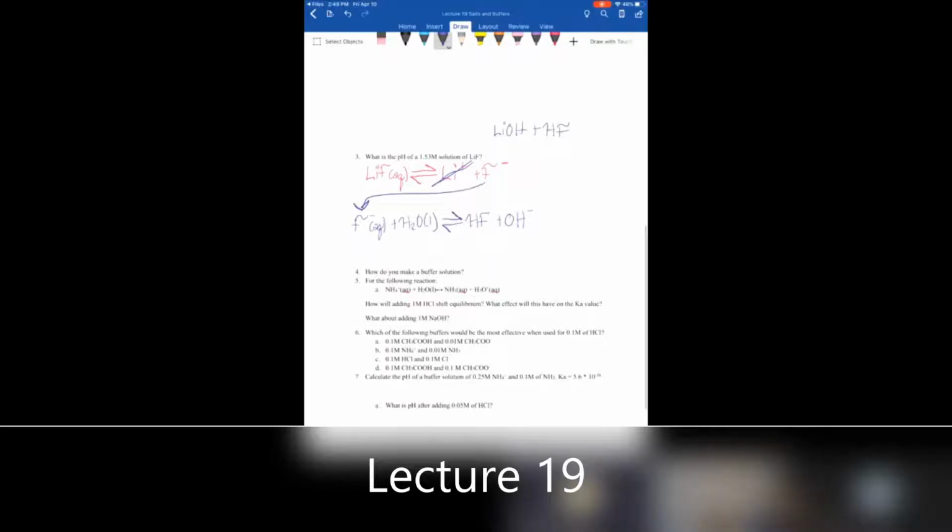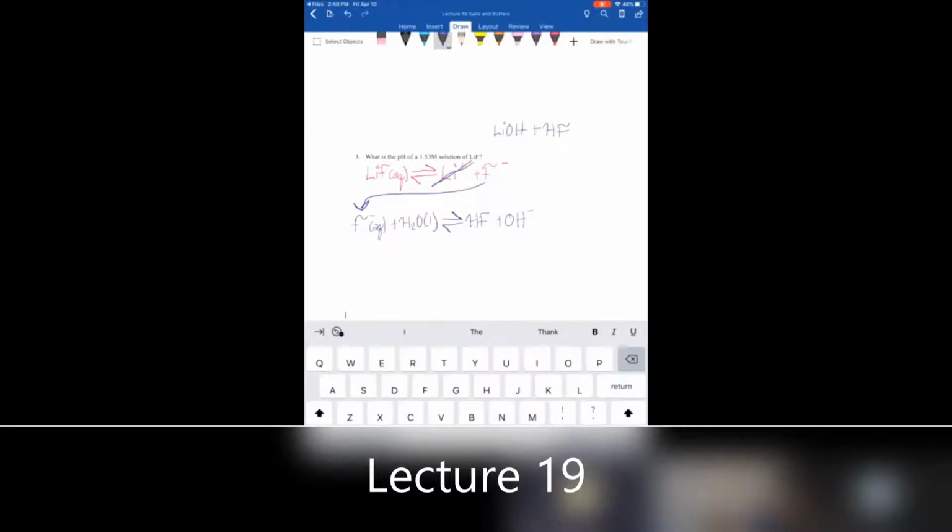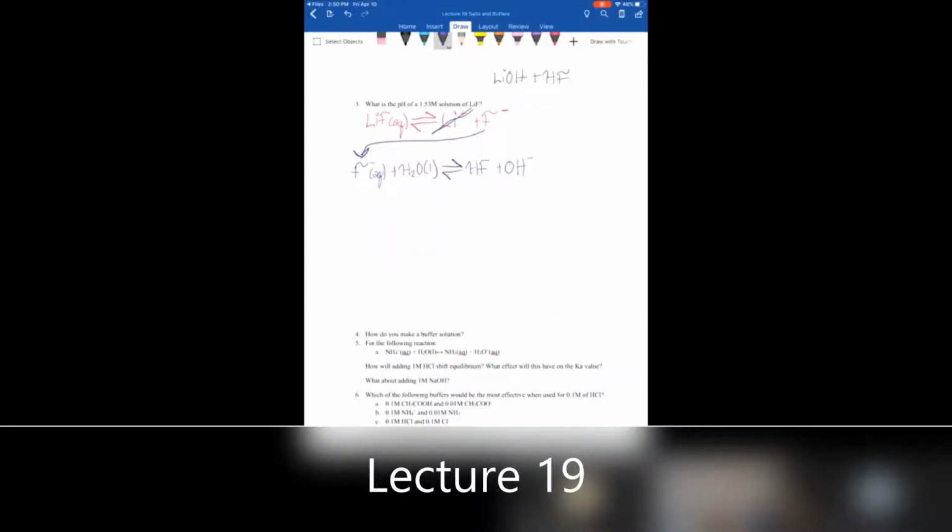So what's next? Then you would do an ICE table, right? Okay. So you've got ICE. It says that your initial concentration is 1.53. Do you think that 1.53 is also going to be the concentration of the fluorine ion or not? No. Why not? Because it's the concentration of the solution as a whole.